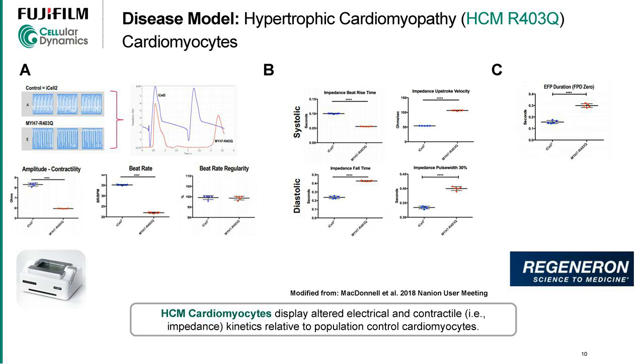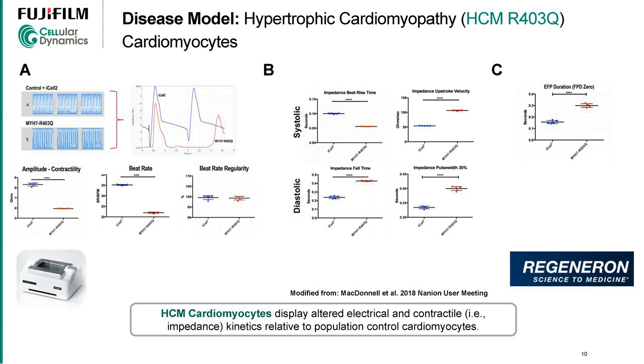Clinically, HCM can have preserved systolic function or enhanced systolic function, and it typically has diastolic dysfunction. So we looked at some of the parameters for amplitude of contraction, so this is really that force. And relative to this control, we showed that there's a reduction in that force. The beat rate is slowed. And if you look at the kinetics of contraction, so in that systolic interval, you can see the contractile properties are faster, and that there's an increase in the velocity.